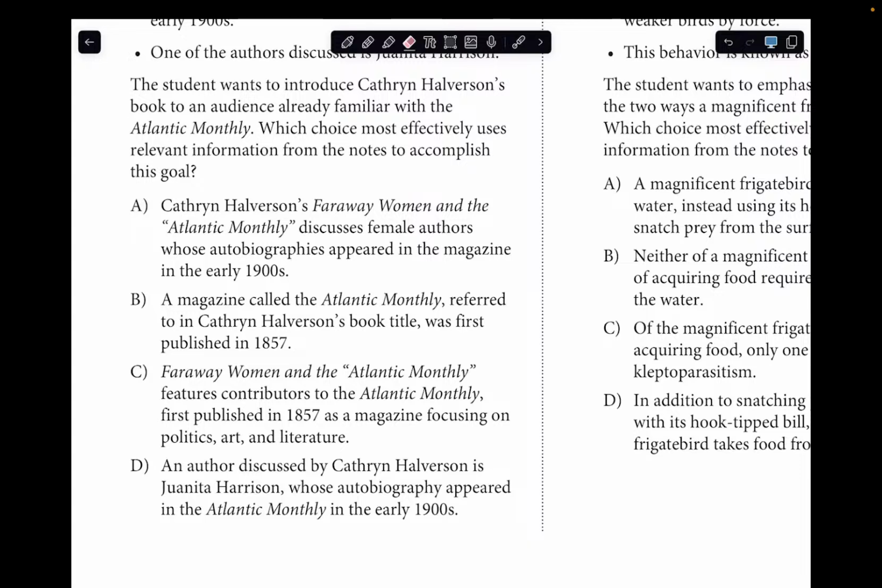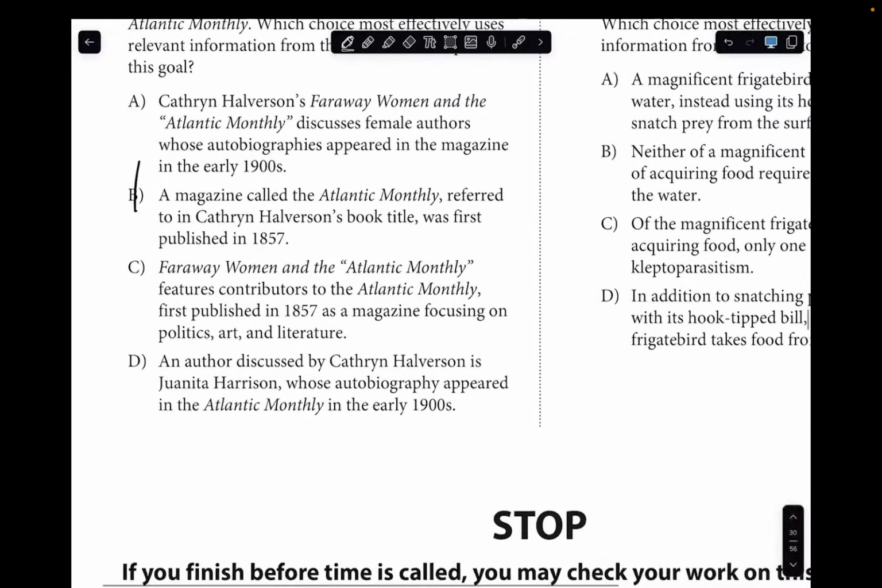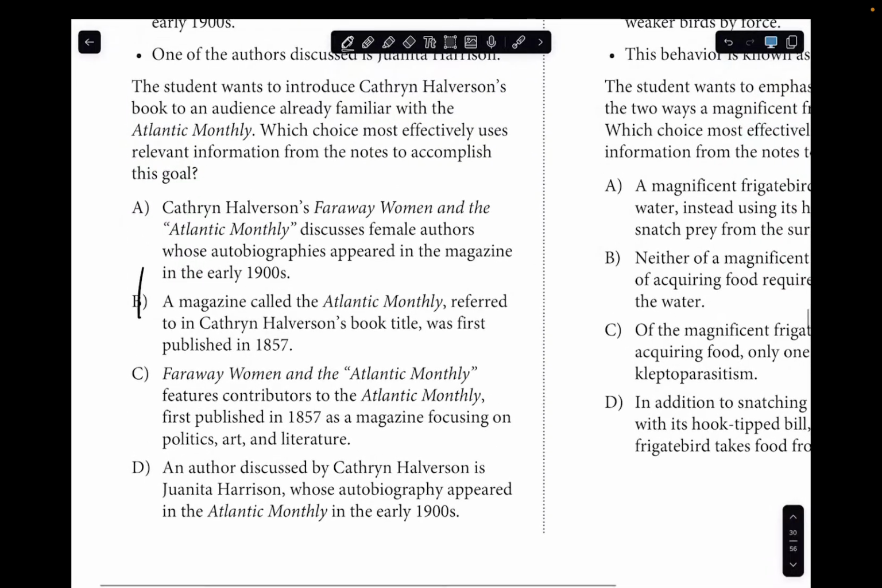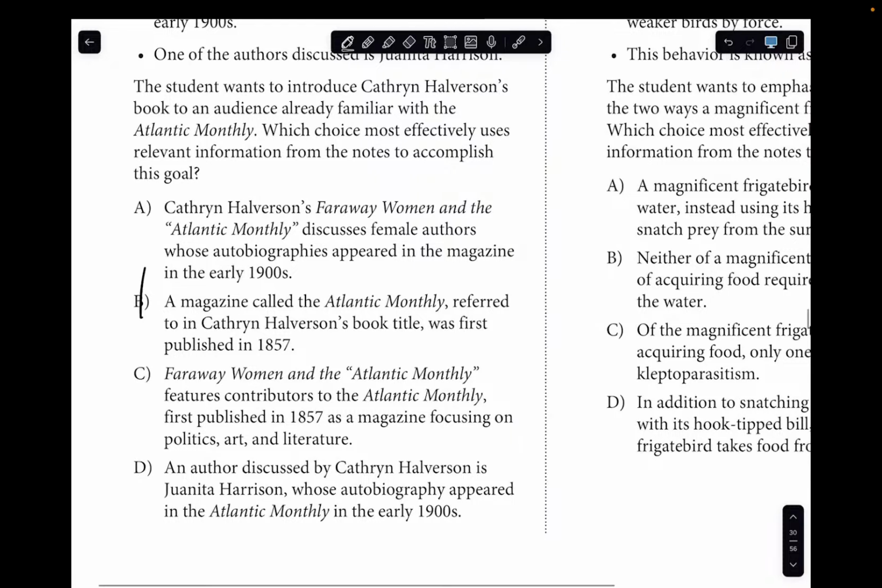A magazine called the Atlantic Monthly referred to in Catherine Halverson's book title was first published in 1857. I think that's too general. C, Faraway Women in the Atlantic Monthly features contributors to the Atlantic Monthly, first published in 1857 as a magazine focused on politics, art, and literature. Come back to that one. D, an author discussed by Catherine Halverson is Juanita Harrison, whose autobiography appeared in the Atlantic Monthly in the early 1900s.